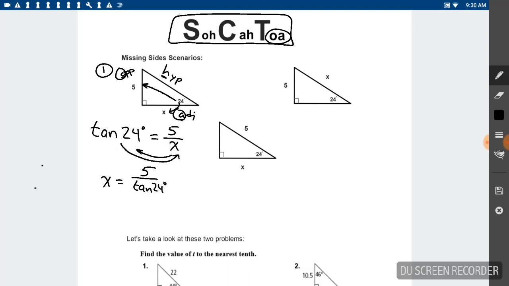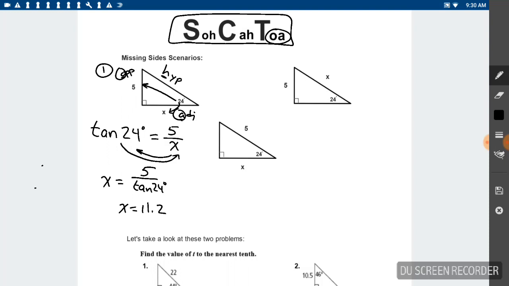It's a shortcut. And all right, now's where you need your calculator. When you put this in your calculator, and we'll talk about being in the right mode in class, you want to be in degrees. We're not dealing with radians in geometry class. So now 5 divided by tangent 24, straight up in my calculator, is 11.2. We're going to round to the nearest tenth in this section. So there's the value of x.